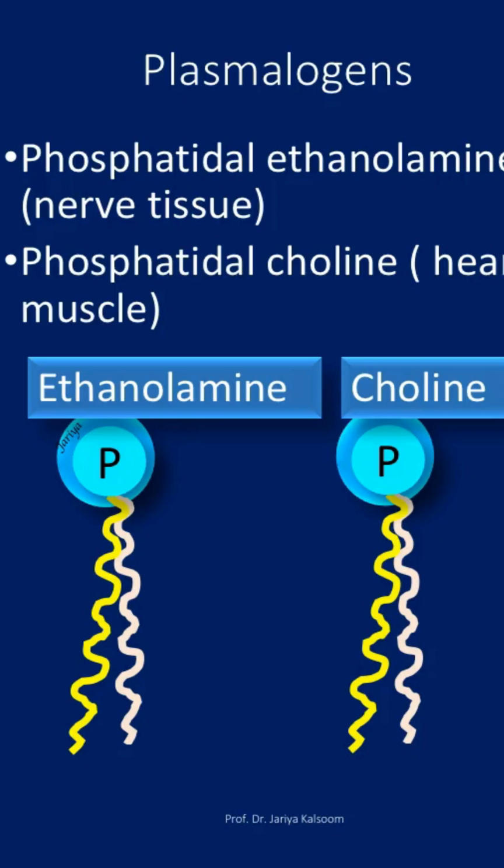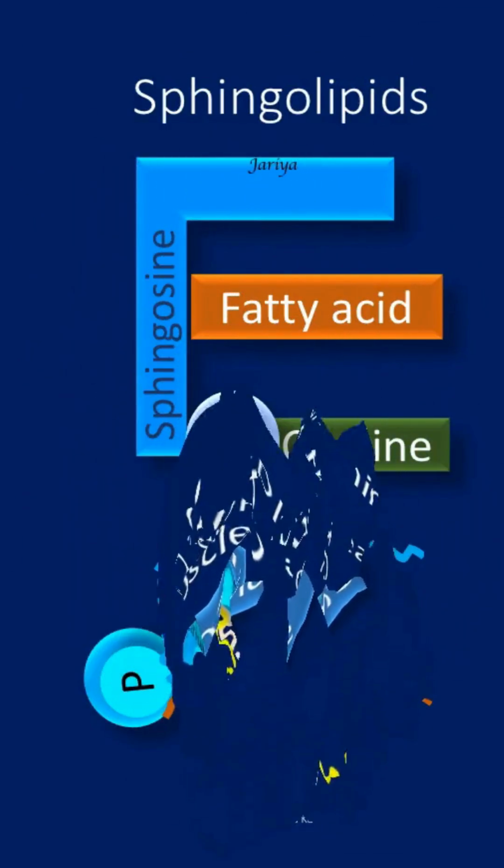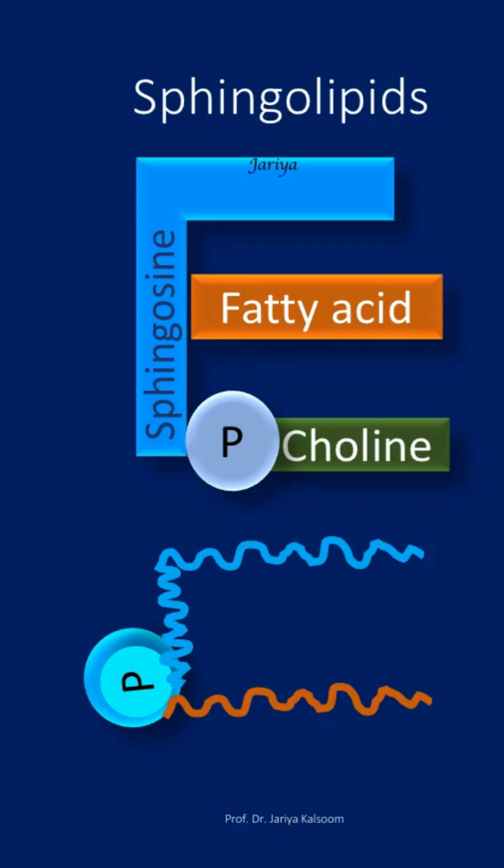Now let's look at the sphingophospholipids. The difference here is the alcohol. These are not built on glycerol. Instead, they are built on an 18-carbon amino alcohol called sphingosine. Its tail curls up and behaves just like a fatty acid chain.